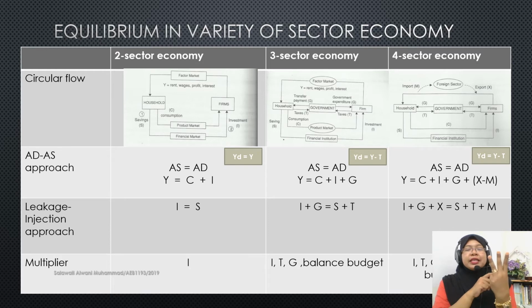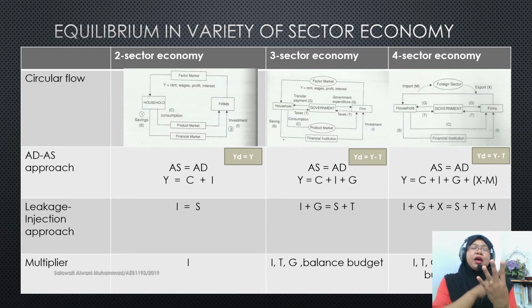Okay, for a three-sector economy, we have household, firms, and government. So how do we get the AD-AS approach? In order to get Y, we add household C, consumption; firms I, investment; and government G, government expenditure. For a four-sector economy, we need to add another one: the foreign sector, export and import.